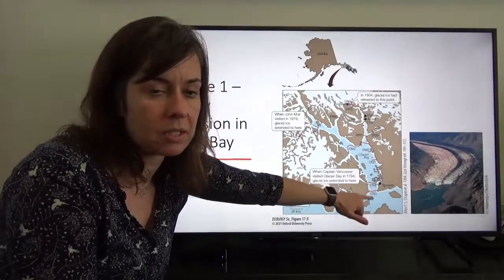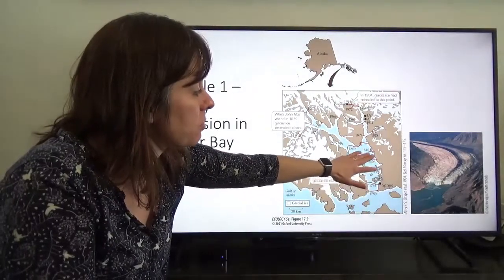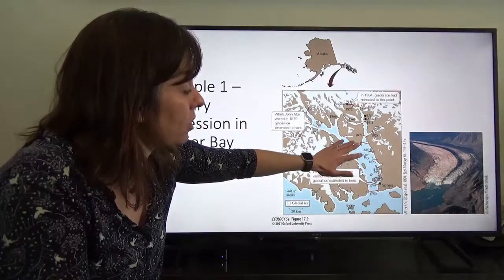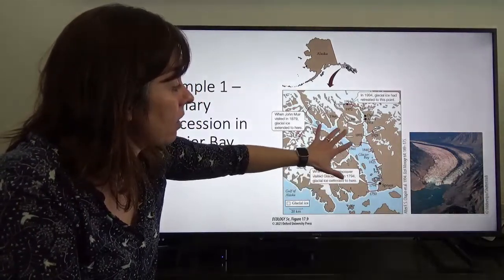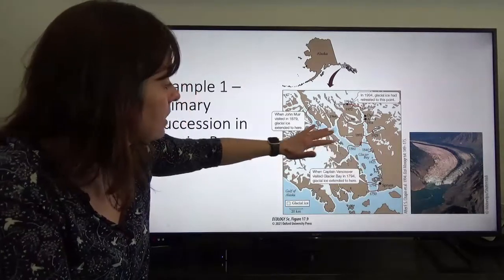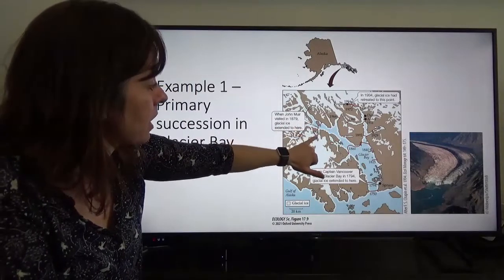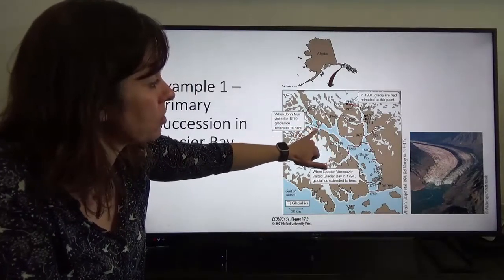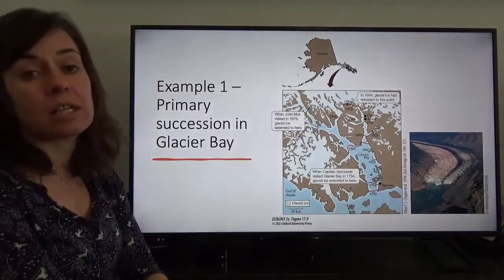Various other explorers after him found the retreat of this glacial ice. And here we have John Muir, who visited in 1879, and the glacial ice only extended to here. And here's where the glacial ice extended to in 1994.